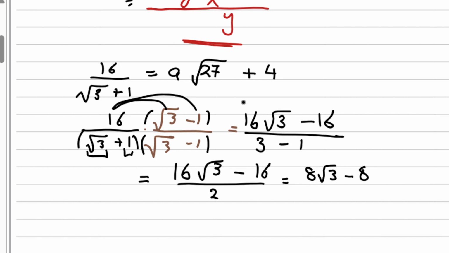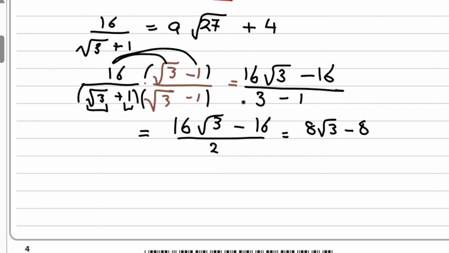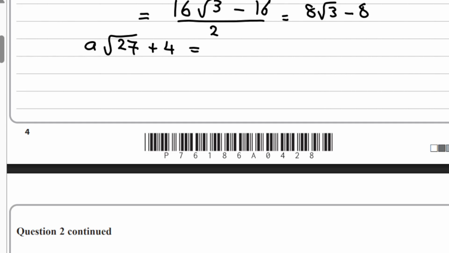Now let's look at the right side. It's a root 27 plus 4. So a root 27 plus 4 equals to... root 27 can be written like 9 times 3, isn't it? So root 9 is 3, so I'll just take it out. So it's going to be 3a root 3 plus 4.